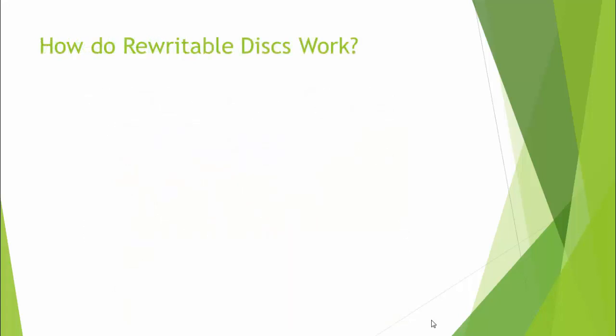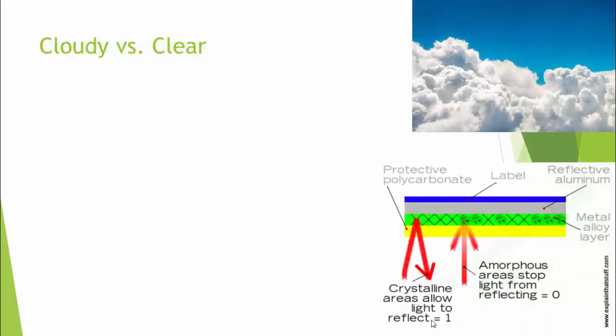What about rewritable disks? Once we burned that dye, it's permanently burned. There's nothing we can do about that. So how do rewritable CDs work? Well, in fact, instead of using a dye, they use a crystalline material. Crystalline, you can think of it as being like a sugar cube, like a crystal of sugar.